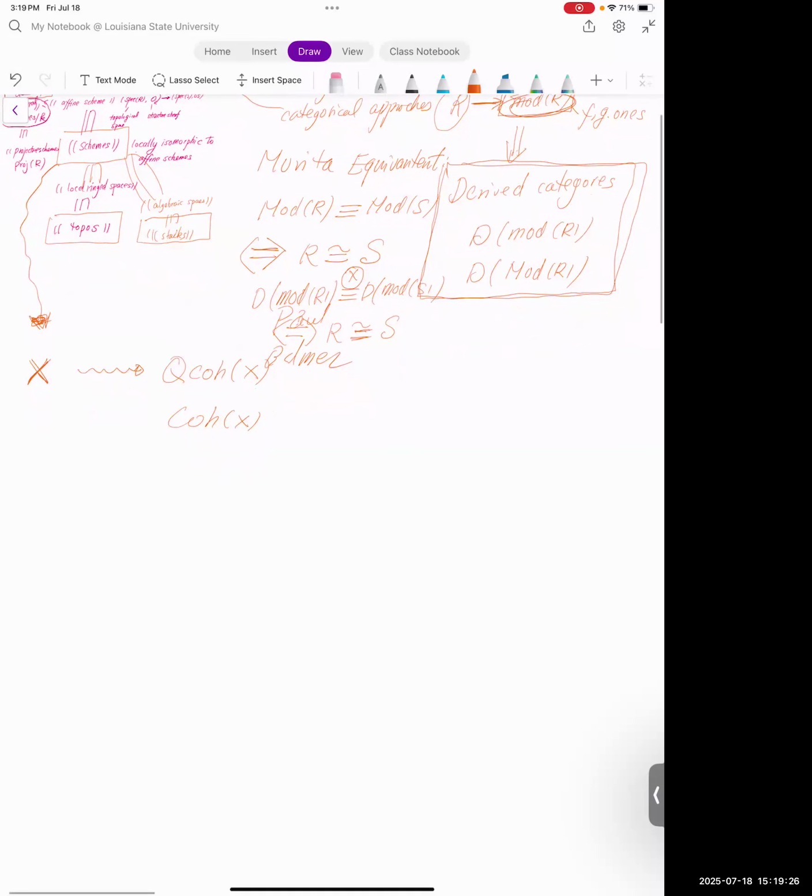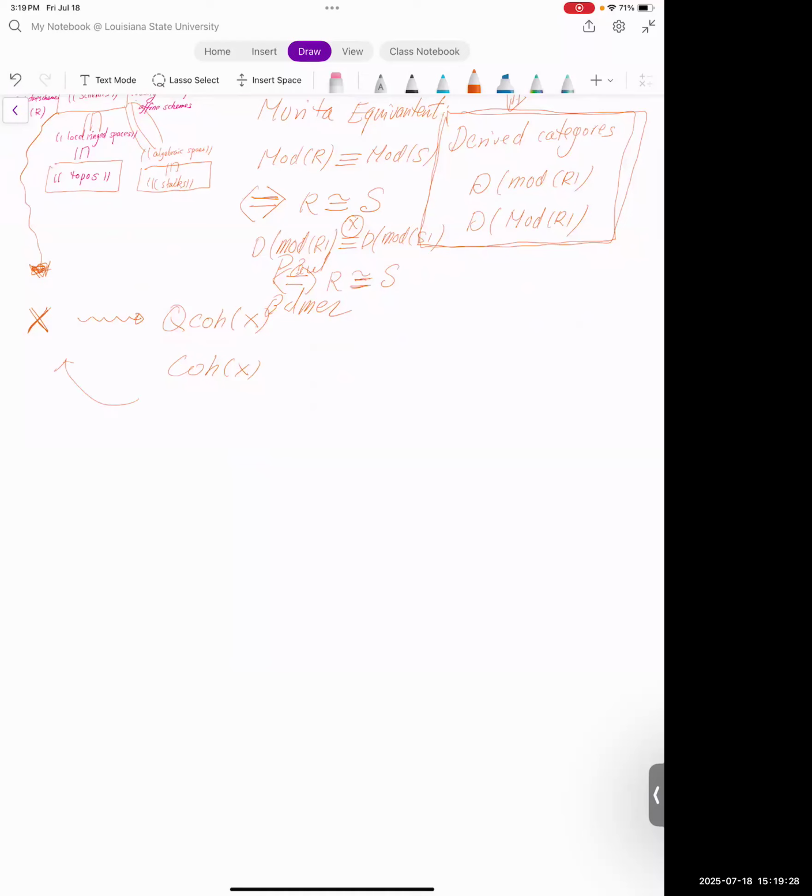And there's a theorem called the Gabriel-Rosenberg reconstruction theorem, which tells me that if two quasi-coherent sheaf categories are equivalent as abelian categories, then it uniquely determines that the two schemes are isomorphic in the category of schemes.